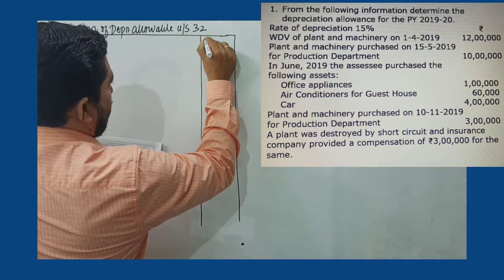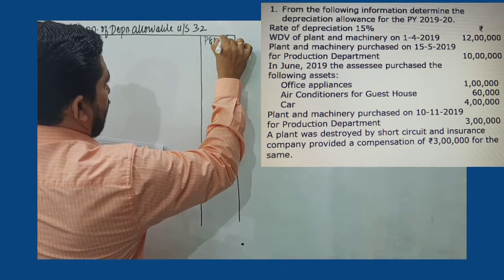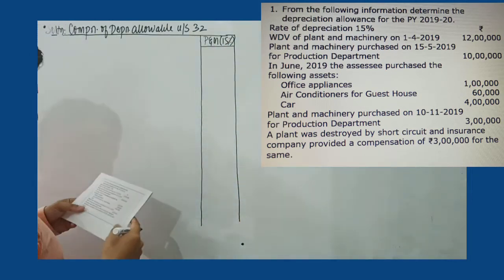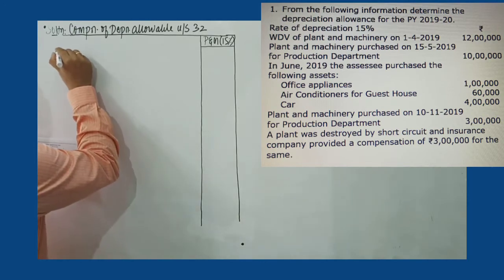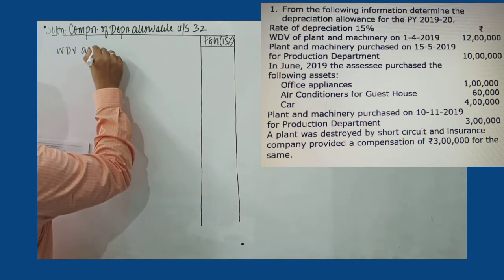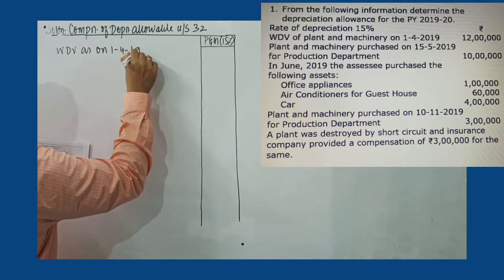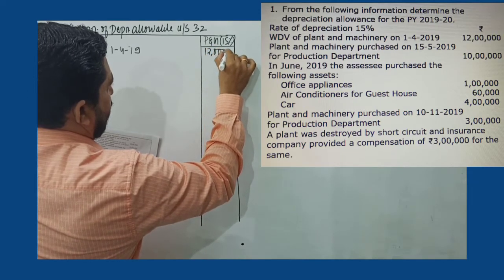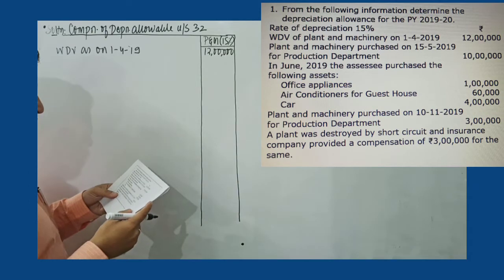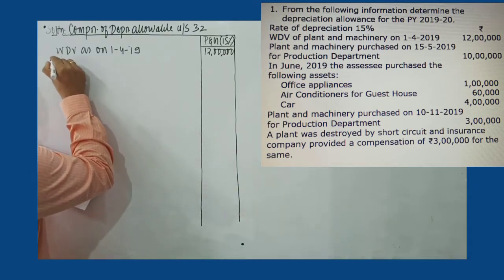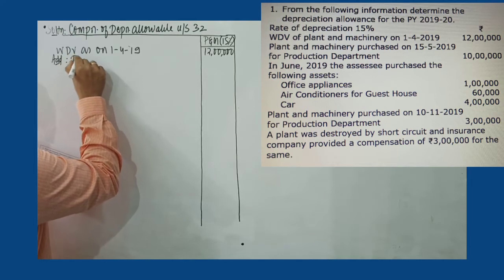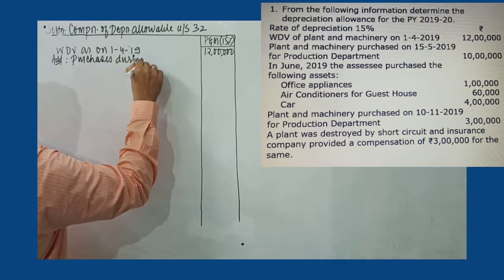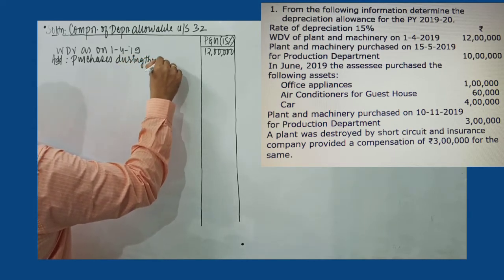Okay. So computation of depreciation allowable under section 32. Now the block rate, there is only one, so I record plant and machinery, just one block of asset. So I start with WDV as on 1st of April 2019. It's given, it is 12 lakh. So I record 12 lakh in the amount column. Then we have add purchases during the year.